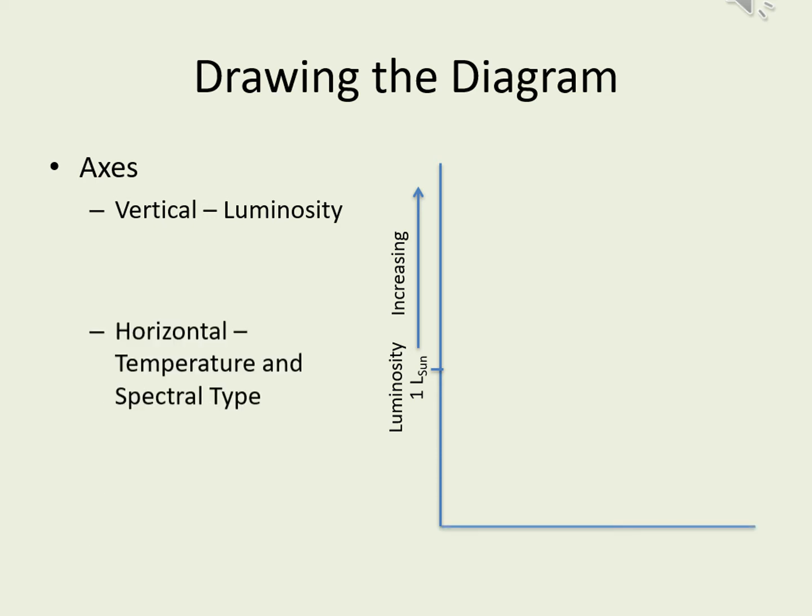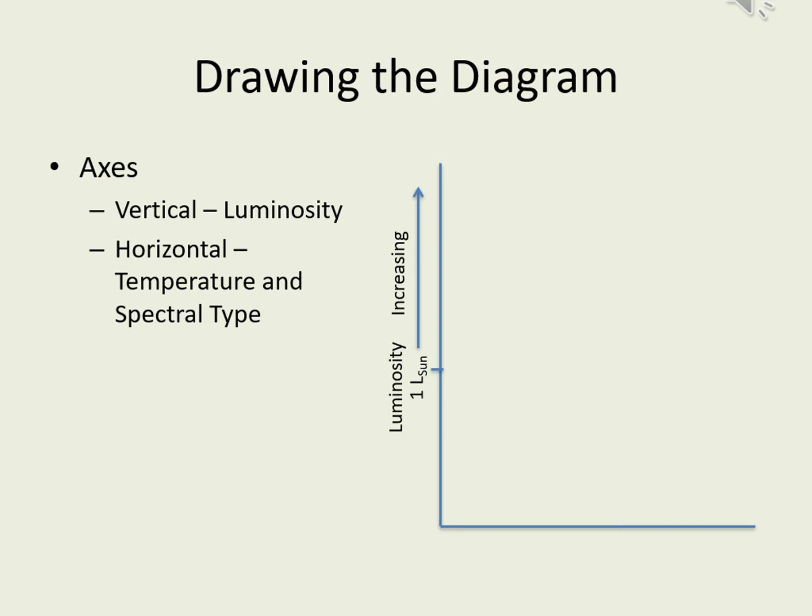The horizontal axis is a measure of the star's temperature. For historical reasons, the temperature gets smaller as you move to the right, opposite of what you might expect. We also give the spectral types on the horizontal scale. Remember that these are O, B, A, F, G, K, and M. You should include these spectral types on your diagram, since they will help you with plotting the stars.